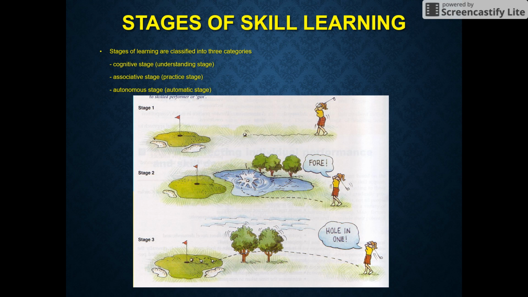The final stage of skill learning is the autonomous stage. This is characterized by the learner's ability to automatically execute the skill, hence the alternate name of the automatic stage. Execution of this movement is properly sequenced and performed instinctively by the learner.